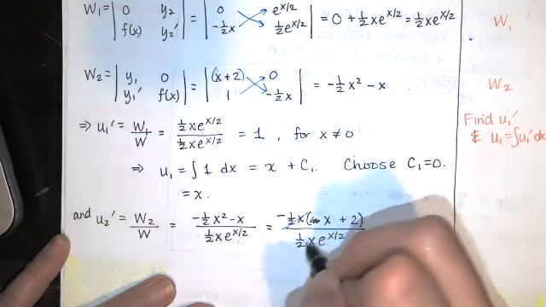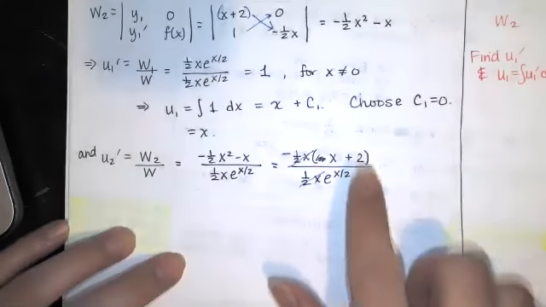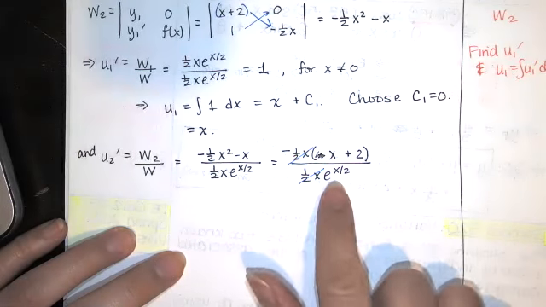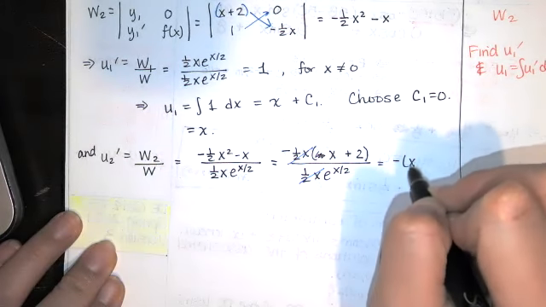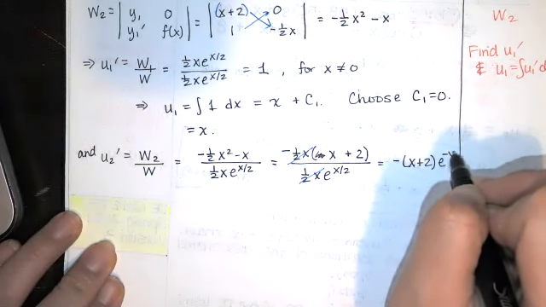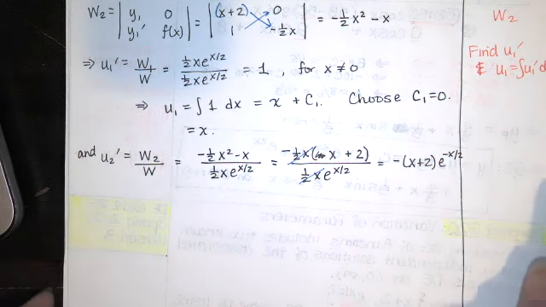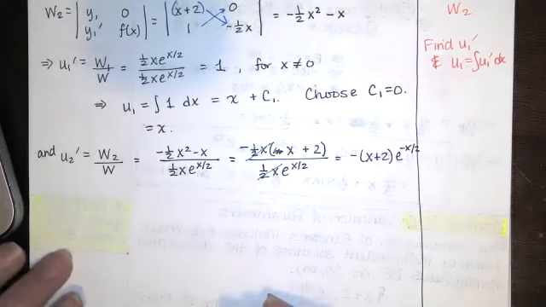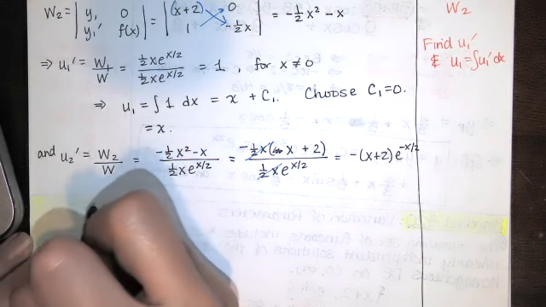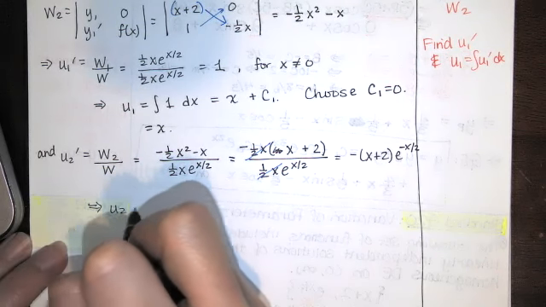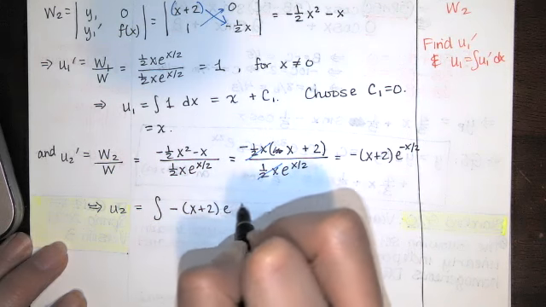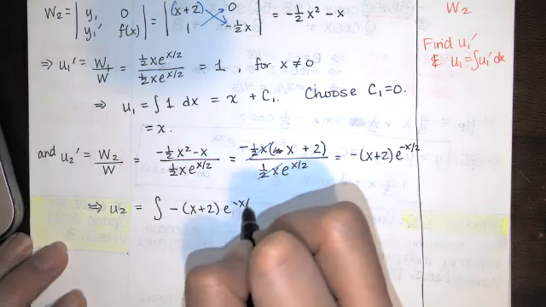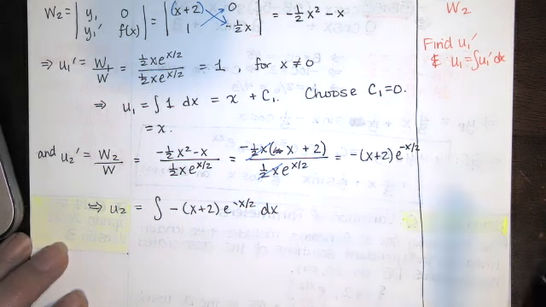The 1/2 x and the 1/2 x reduce. Now I've got x plus 2 times negative 1 over this exponential. Or if you want, you can bring that exponential up to the numerator. Probably a good idea, so you can take the antiderivative. Alrighty. So that means u2 is the antiderivative of negative 1 times x plus 2 times e to the negative x over 2.